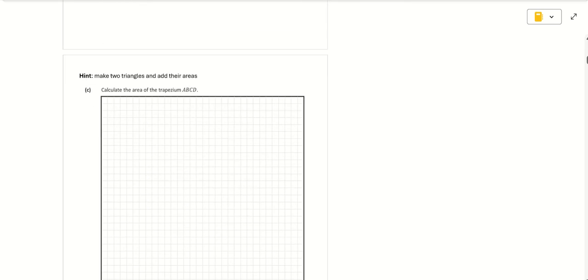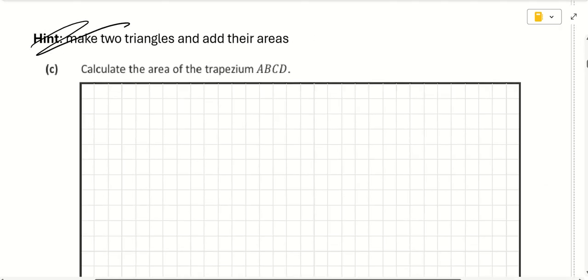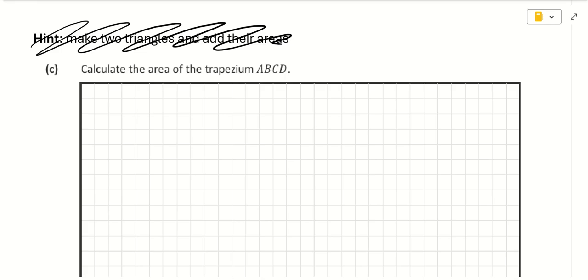So the next question then, it asks you to calculate the area of trapezium ABCD. Now I'd put that hint in. Actually just forget that. You can do it that way, but it's actually probably easier to do this. So we've got the distance AB, which was 5 root 2, and we've got the distance from A to the line, which was 3 root 2.